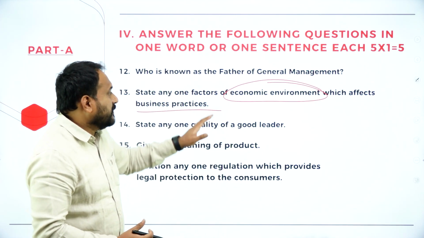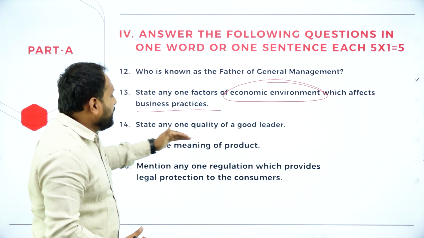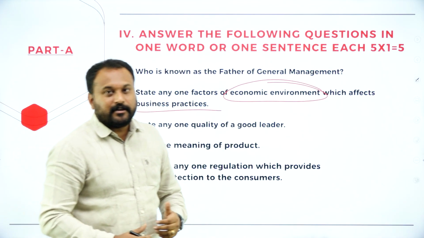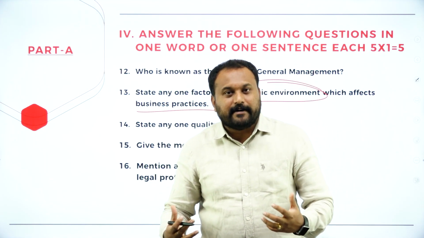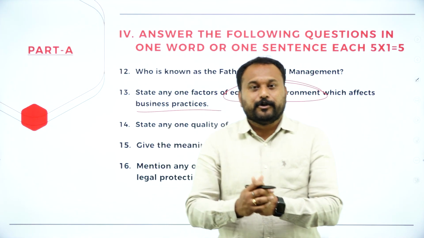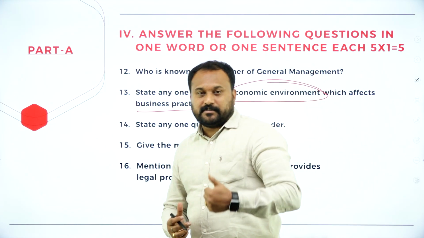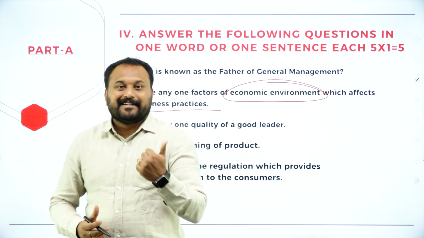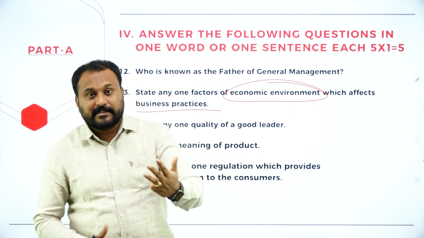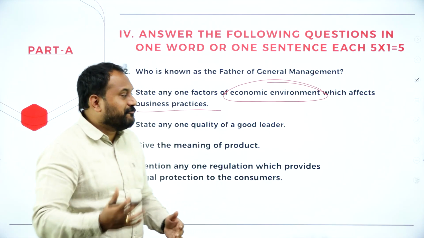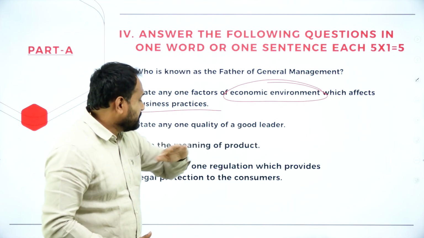So, you can write the rate of interest. State any one quality of a good leader. Now, you need to assume that you are a leader. What good quality do you have, with which people will follow you? Say, good communication, then risk-bearing ability, knowledgeable, intelligent, good listener. Any one quality you can write.